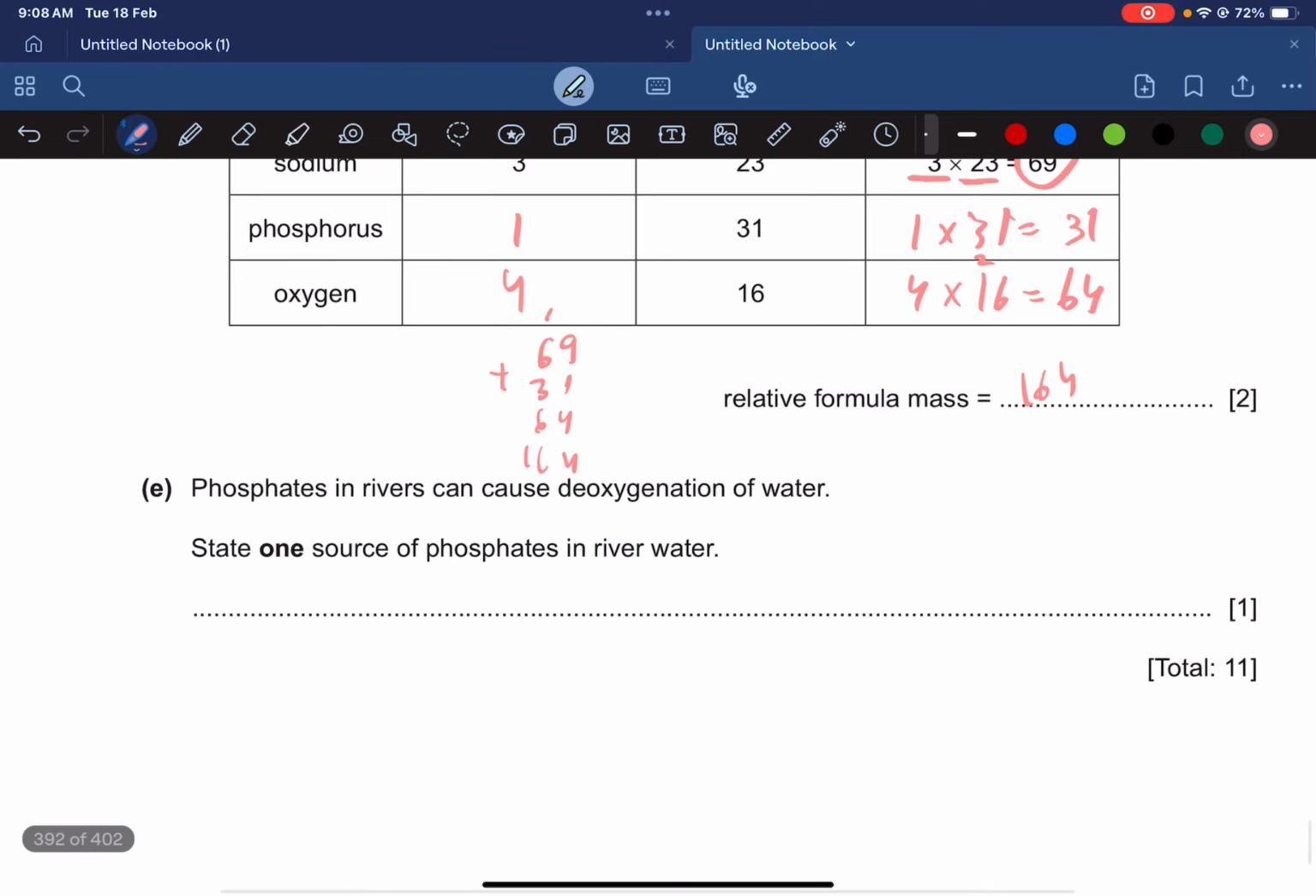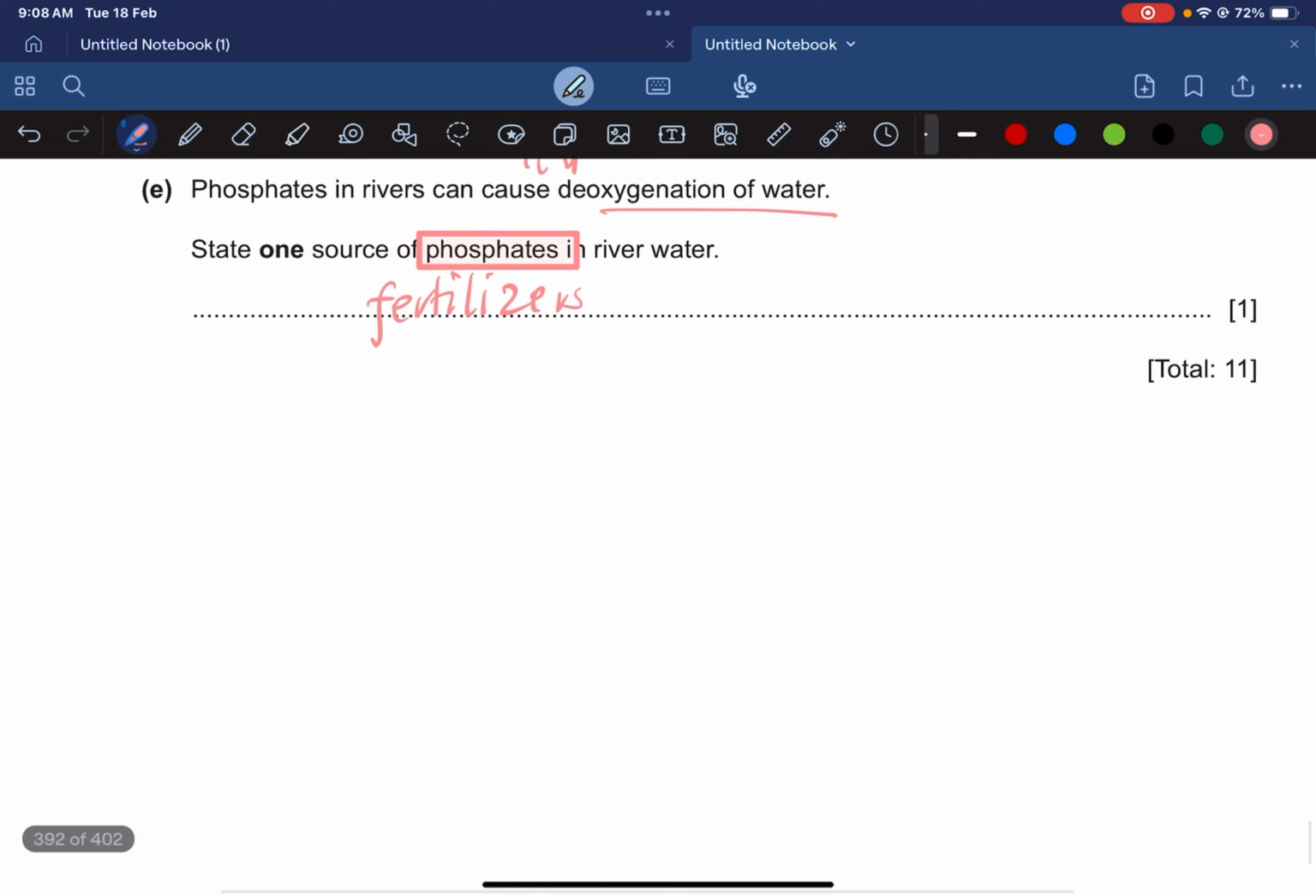Okay, phosphates in rivers can cause deoxygenation of water. State one source of phosphates in rivers. That's simple. It comes from the fertilizers. Phosphates and nitrates are used in fertilizers, and they come from the fertilizers into the rivers and cause the deoxygenation of water because they're used for plant growth.